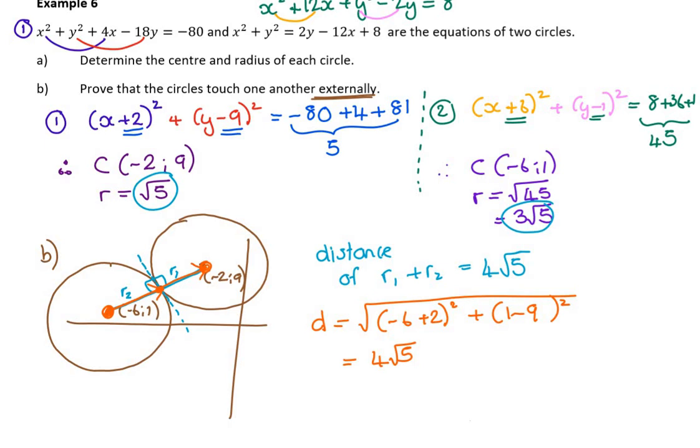So there's no way they could be separate. If they were separate, the distance between the two would be bigger than the two radii together. And if they were intersecting, the distance between the two would be less than the two radii together. So simply because the distance between the two equals the radii together, that means that these two touch each other, what we say, externally. They're tangents to each other.